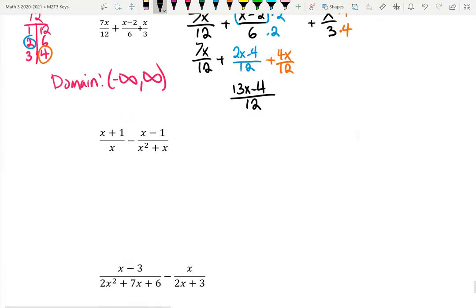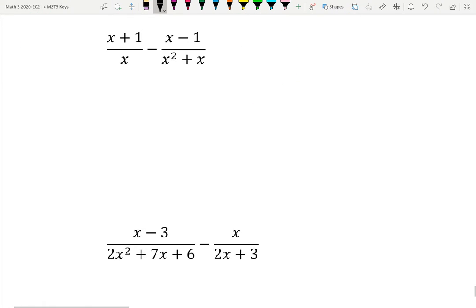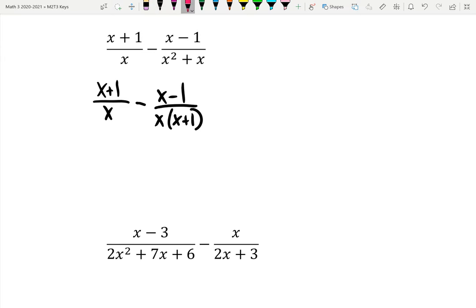All right, this next guy. Now this is a little more of a problem because I see that it's not in completely factored form. So before I do any thinking, I'm going to go ahead and rewrite the fraction in factored form. And it's going to be x times x plus 1. Now that it's in factored form, I can identify the domain restriction. X cannot be 0. X cannot be negative 1.